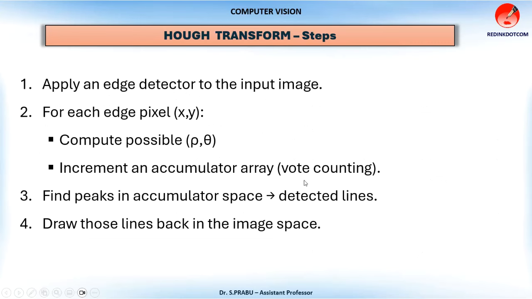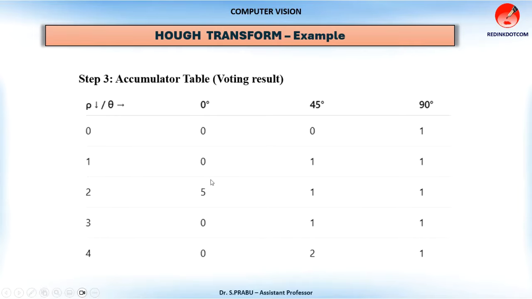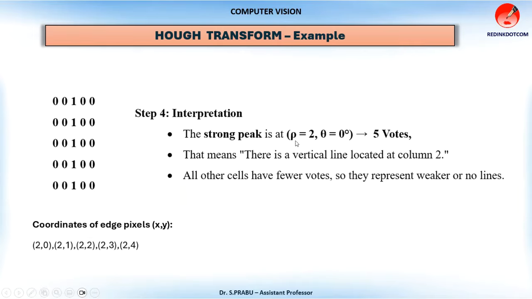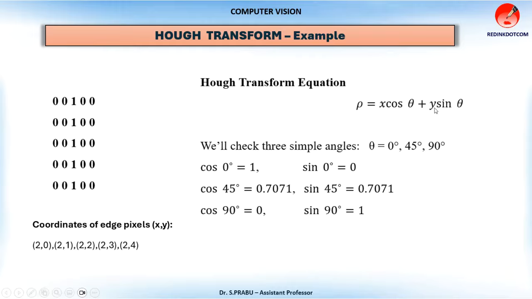So up to this, we have completed this step. Now we are finding the peak value present in the accumulator array. From this accumulator table, this is the peak value. So the result tells us rho value 2 and theta value 0 degrees for the straight line. If you apply this formula, rho is 2 and theta is 0, so this part becomes 0 and this part becomes 1. So x is equal to 2. x equal to 2 is nothing but the equation of this straight line.